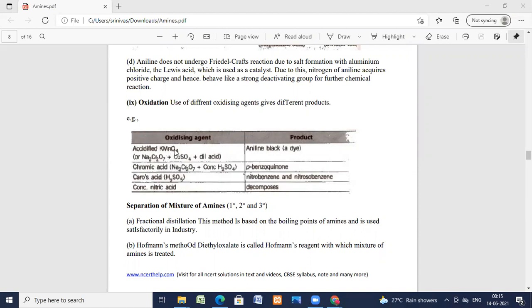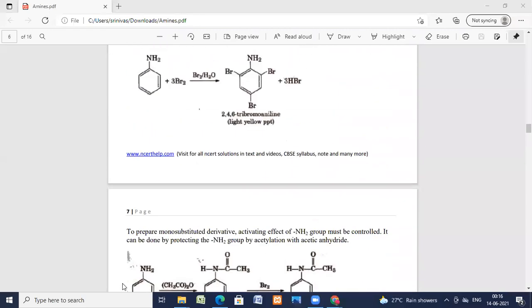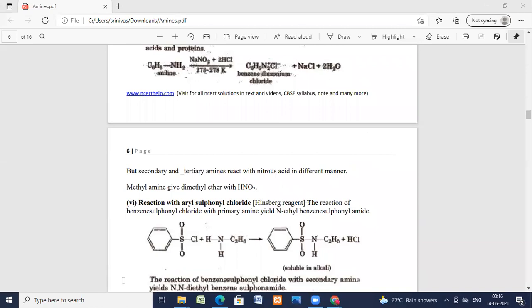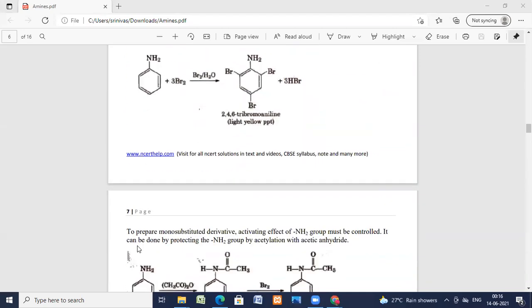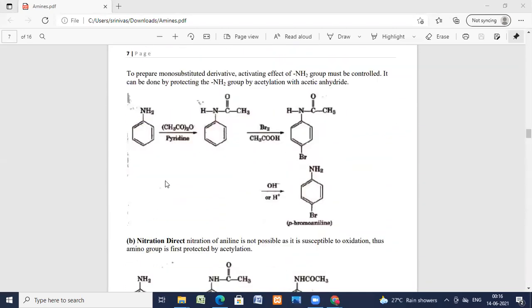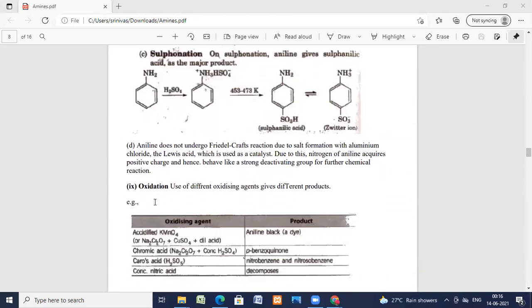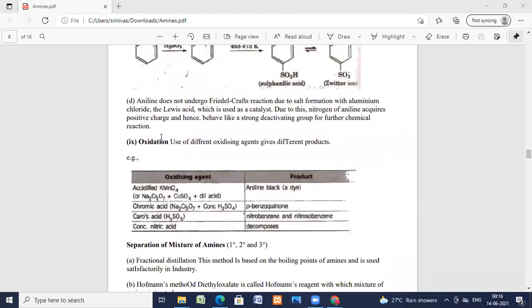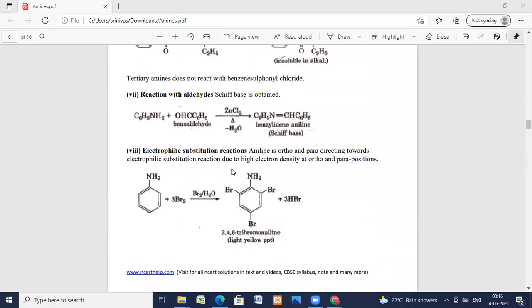The oxidizing agent is acidified KMnO4. You get aniline black, a dye. A dye is formed. So we are seeing in these reactions: reaction with sulfonyl chloride, reaction with aldehydes, electrophilic substitutions. In these electrophilic substitutions, first bromination is done, then nitration is done, and the third one, sulfonation, is done. And these are the three electrophilic substitutions that are undergone by aniline.